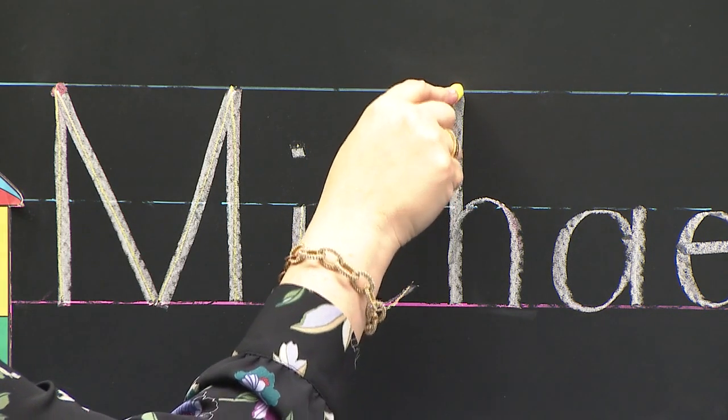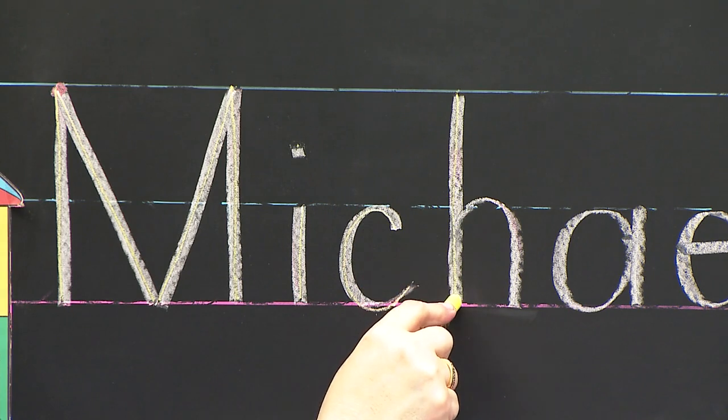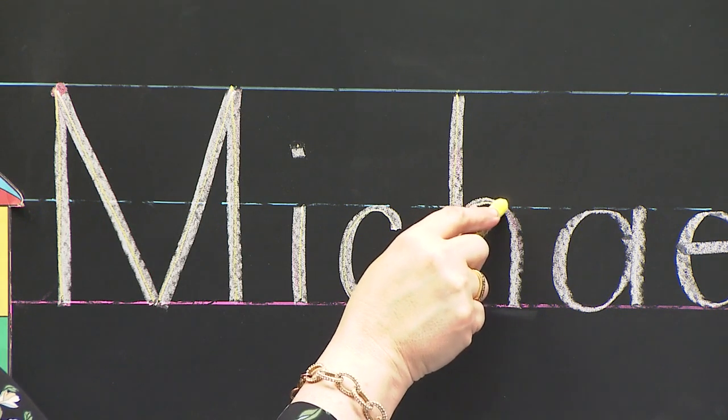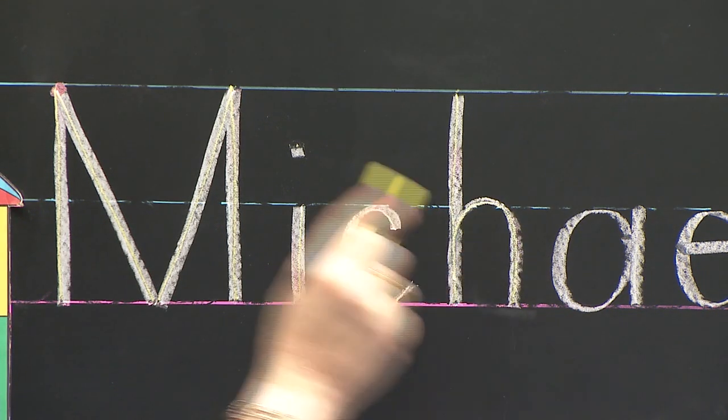I start at the ceiling for little h. I walk straight down to the pink carpet. I pick up my pencil, start in the middle, and retrace back up the same line to the dotted line and curve down to the pink carpet.